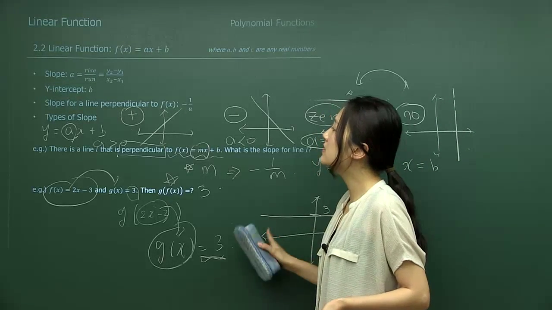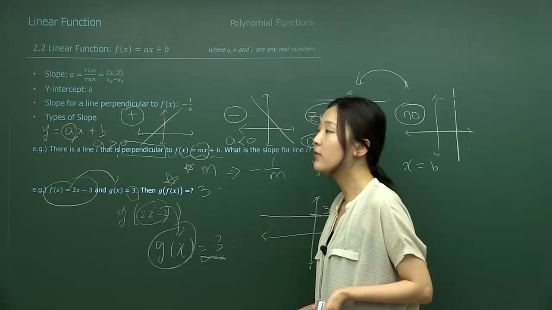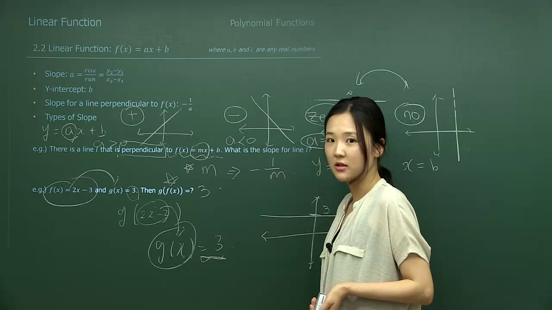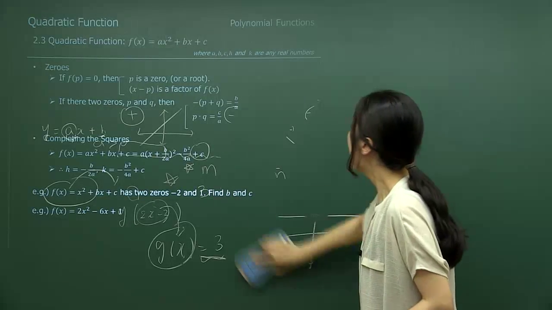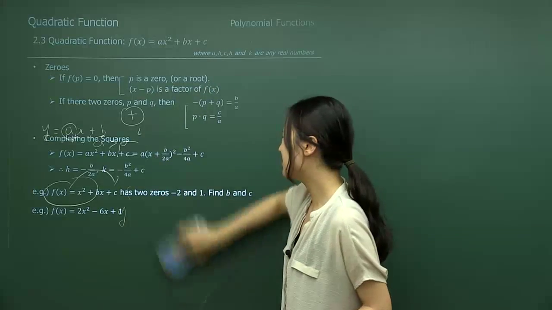All right, so this is what you need to remember for linear functions. Now let's move on to degree 2 of a function, which is called a quadratic function. And the quadratic function is a very important topic.